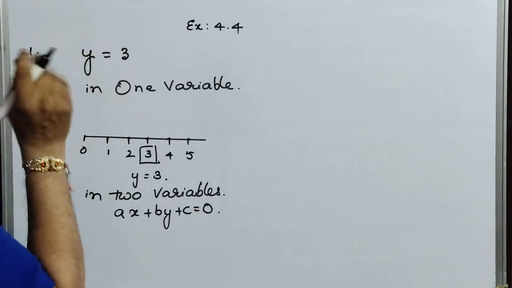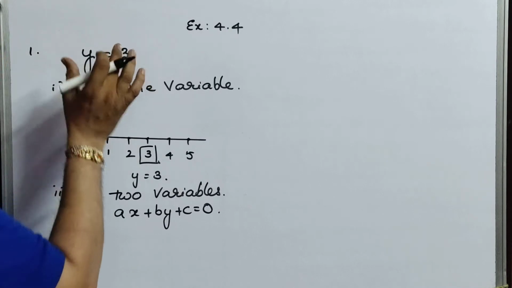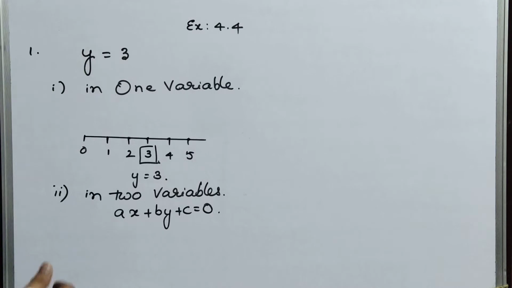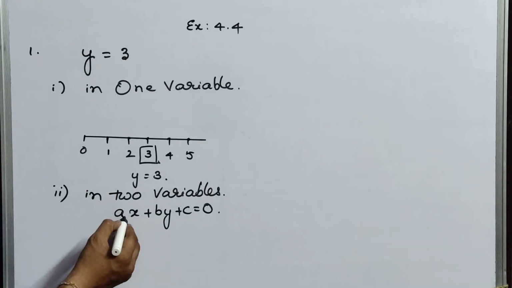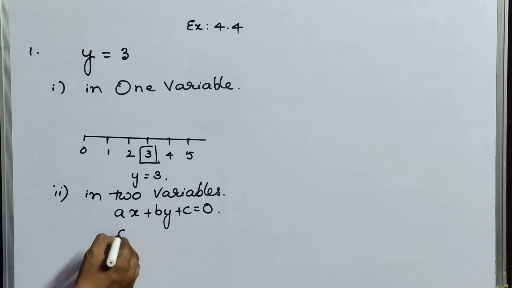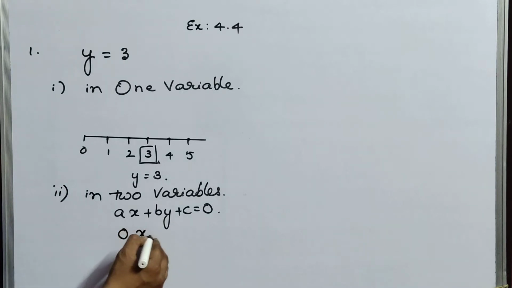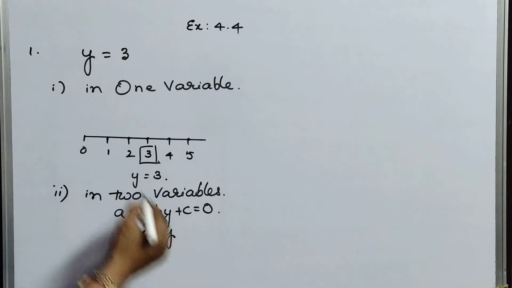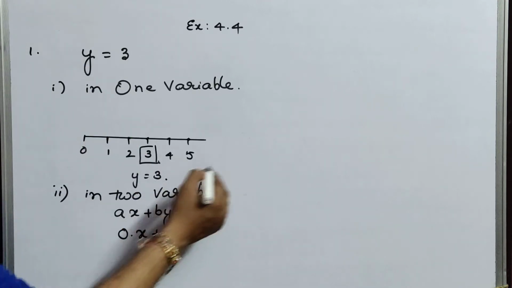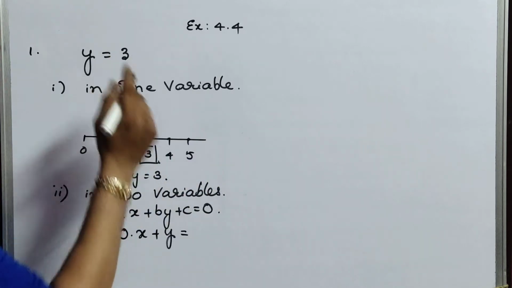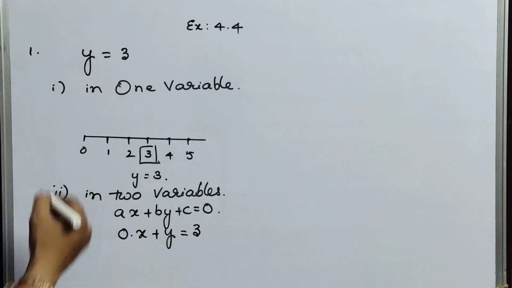Y equals to 3, how will you write this one in standard form? Here, the x coefficient a is nothing, so you can write 0x plus y. That means y equals to, that means c went to that side. So that's why he wrote the equation as 3.